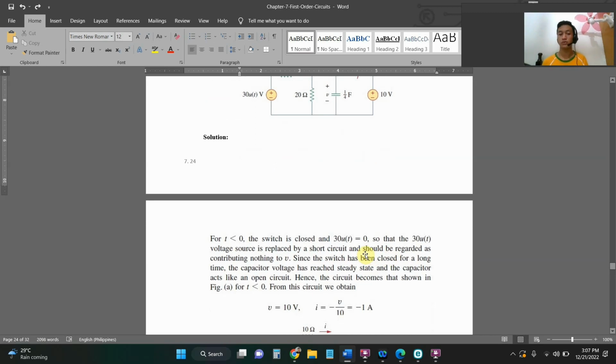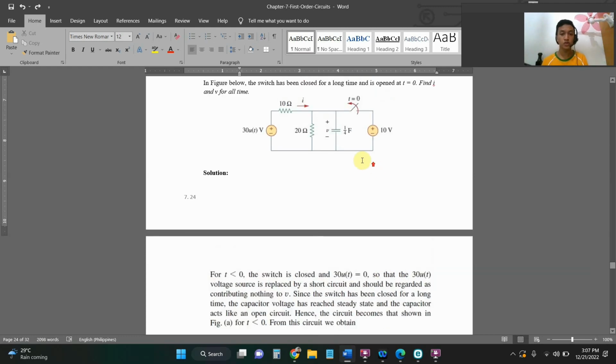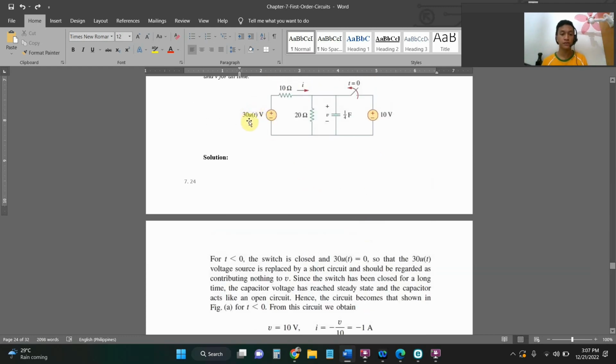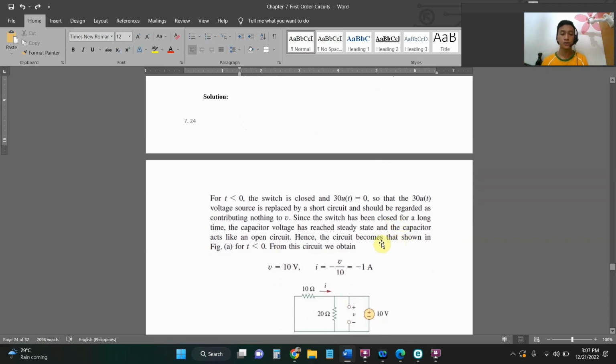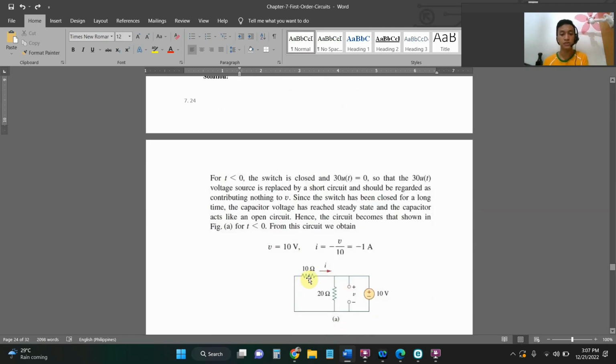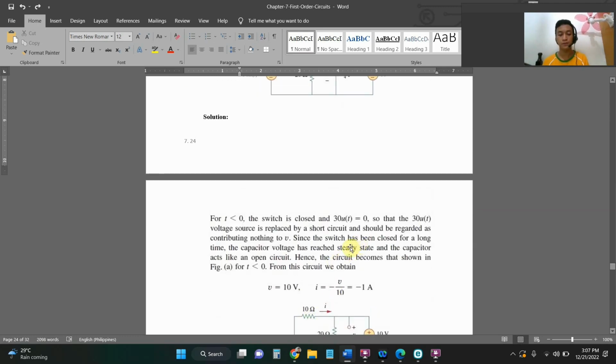So for t less than 0, the switch is closed. The 30 V voltage source is replaced by a short circuit and should be regarded as contributing nothing to v, okay? So since we have the 30 volts here, we should short circuit it. So we have the value of v as 10 volts.